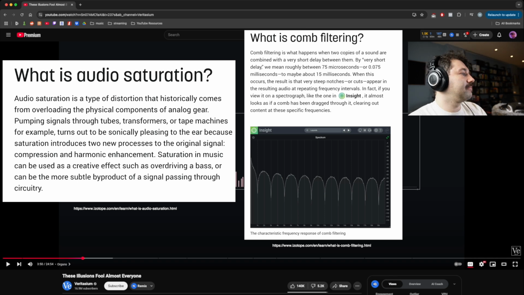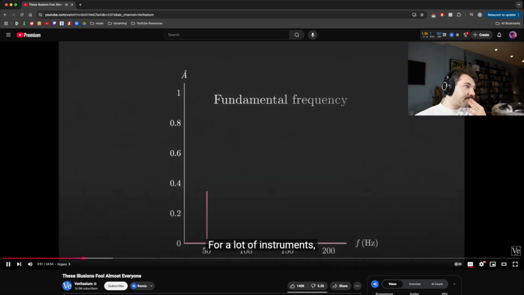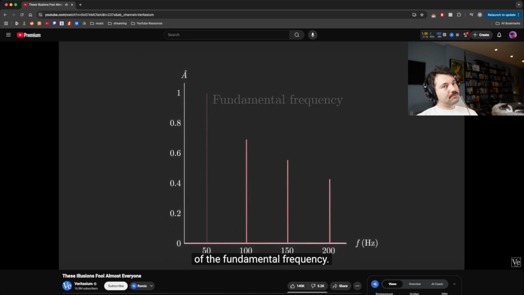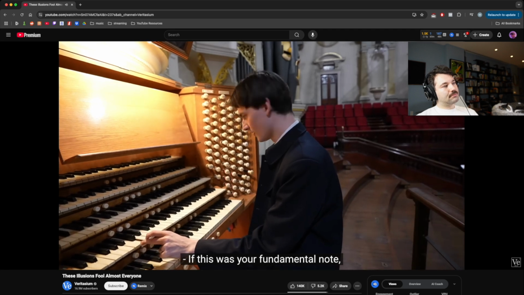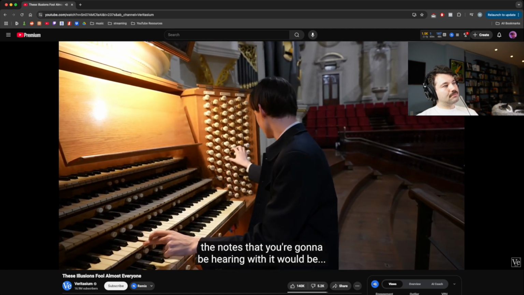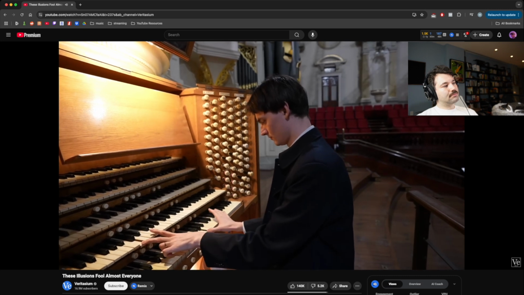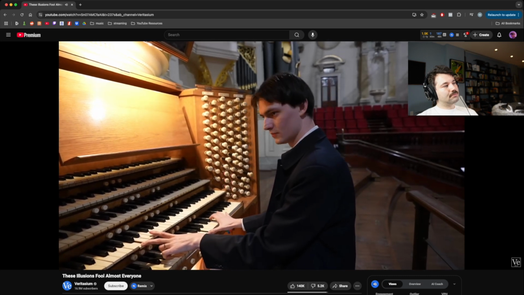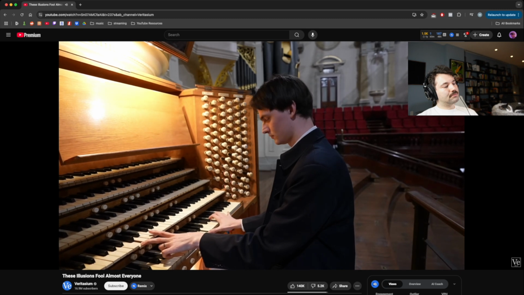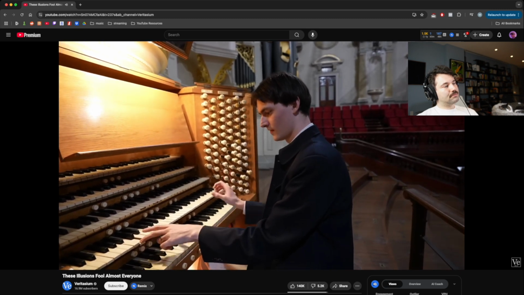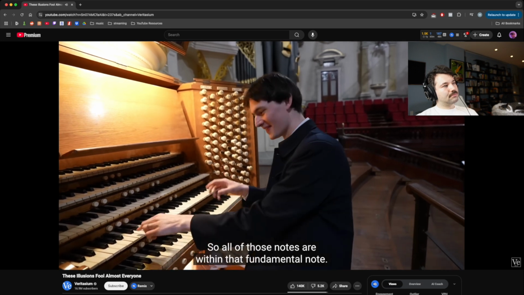sound sounds like. For a lot of instruments, the most common overtones are integer multiples of the fundamental frequency. These are known as harmonics. If this was your fundamental note, the notes that you're going to be hearing with it would be so all of those notes are within that fundamental note.